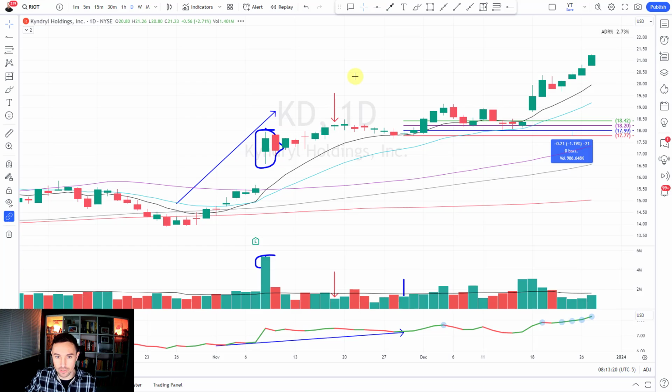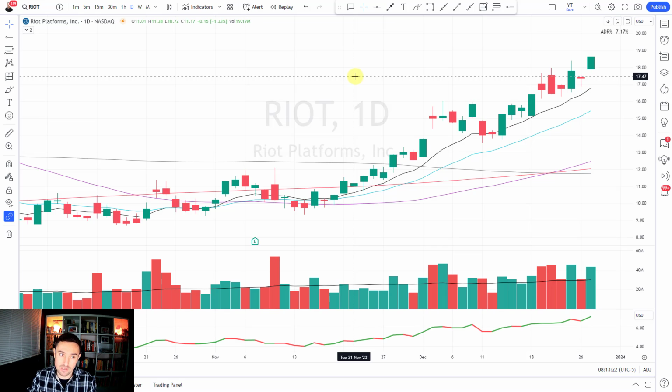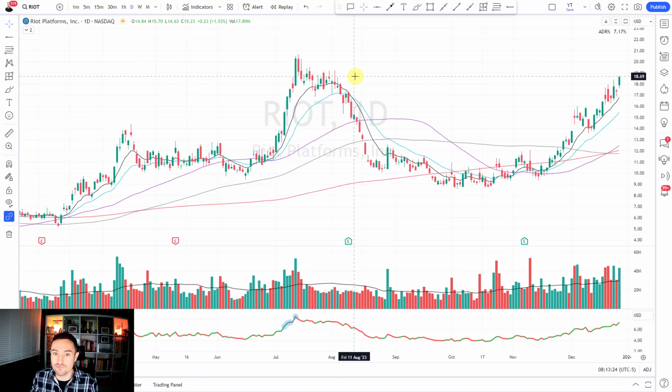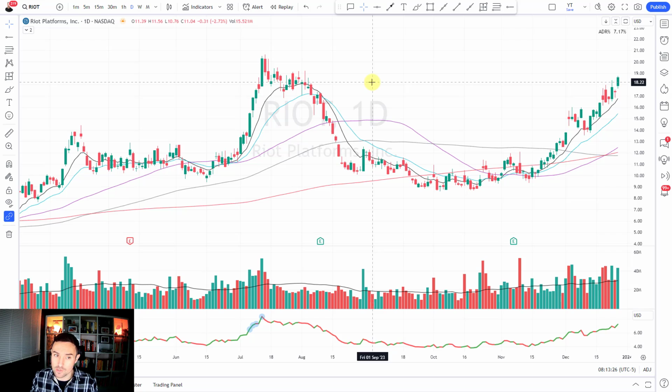Now I want to show you another trigger bar, but in the context of a much quicker stock. So this is Riot here. This is a crypto related stock.